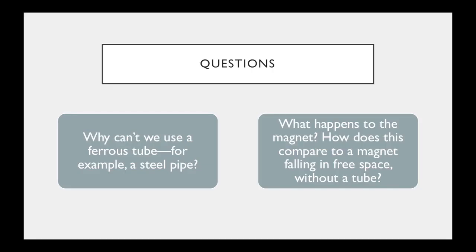As the magnet fell through the tube, it was tilted to the left and the right towards the edges of the tube. If the magnet was falling in free space, this would not happen, and it would also fall faster. In this lab, we can't use a ferrous metal because the magnet would not fall through the tube. Rather, it would get stuck to the sides of the tube.